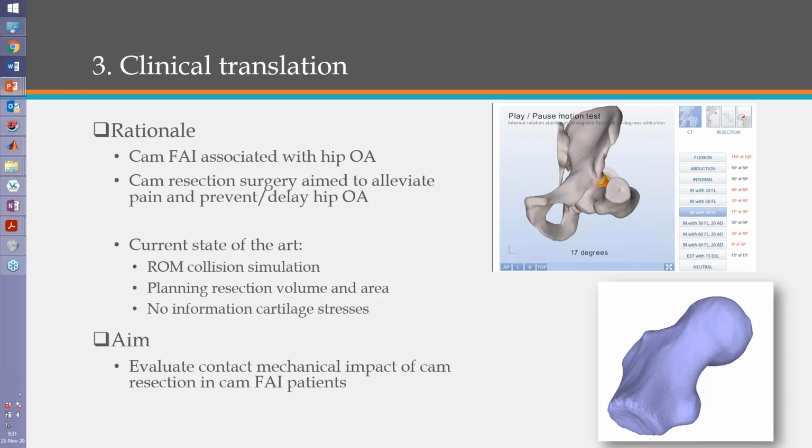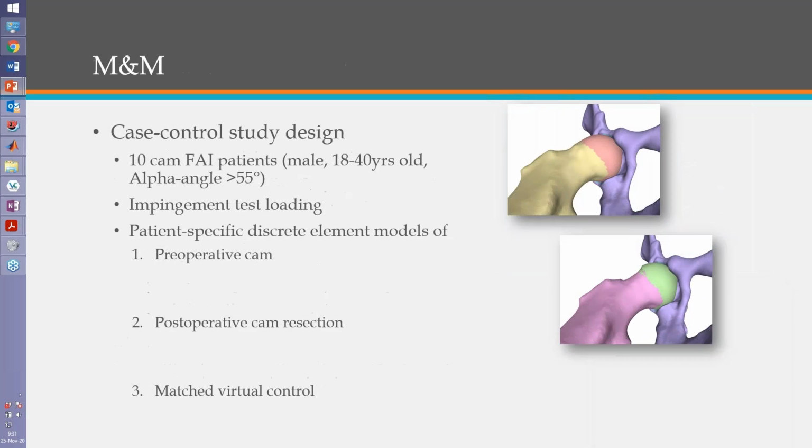So we looked into the contact mechanical impact of this resection in CAM FAI patients, and therefore we assembled a group of 10 patients with an alpha angle of more than 55 degrees. We put them in an impingement test loading scenario, and we looked into the contact stresses using discrete element models with cartilage prediction as validated in the previous study. And we assembled 3 groups. We had the preoperative CAM patients, then we had the same 10 patients in their postoperative CAM resection geometry.